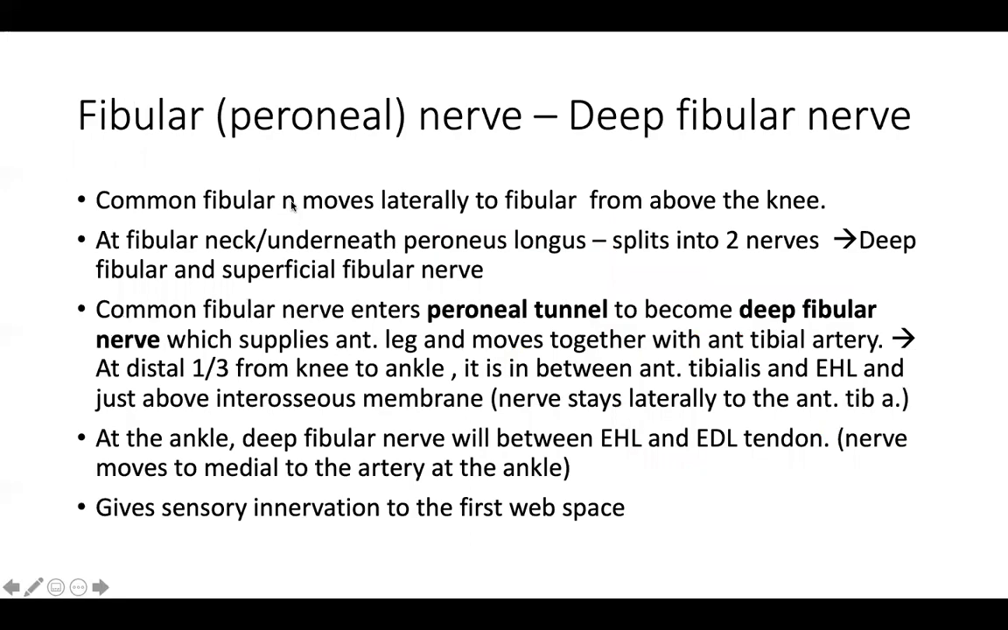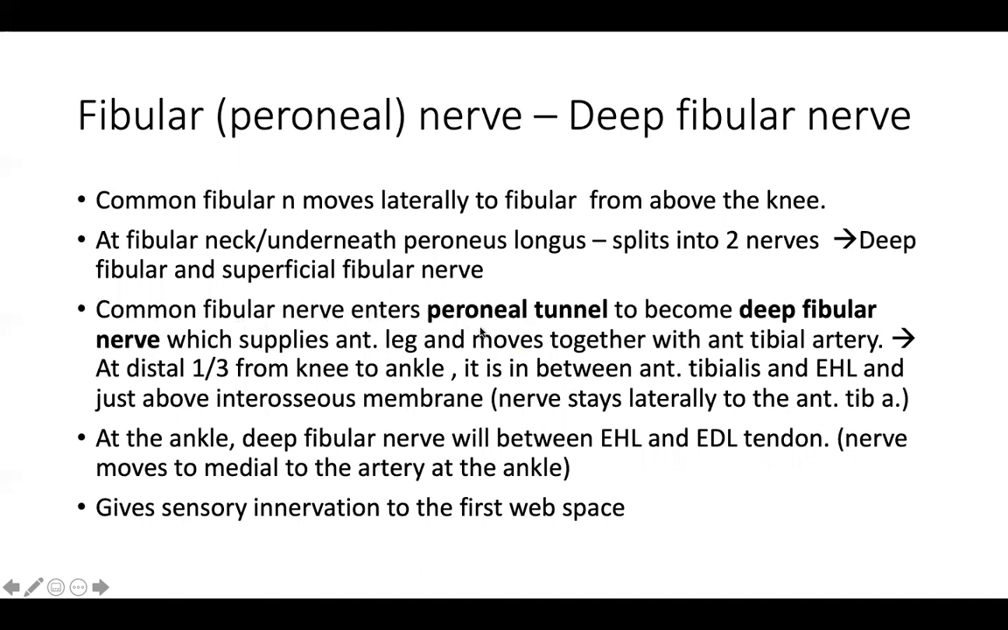So the common fibular nerve, which is the common peroneal nerve, moves laterally to the fibula from above the knee. And when it comes to the fibular neck, it will be underneath the peroneus longus, and it's going to split into two nerves. One becomes the deep peroneal nerve, the other one becomes the superficial peroneal nerve.